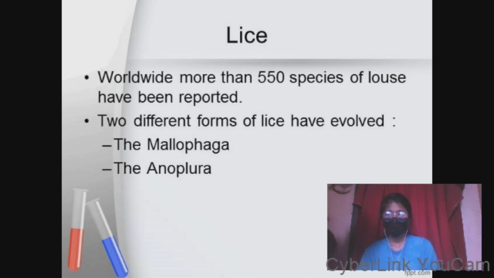There are two different forms of lice that have evolved, which are Mallophaga and Anoplura. Mallophaga retains the primitive insect mandibulate mouthparts and feeds on epidermal structures of birds and mammals. And Anoplura evolved specialized mouthparts for blood feeding, and they are only found on humans. There's a specific host for them.